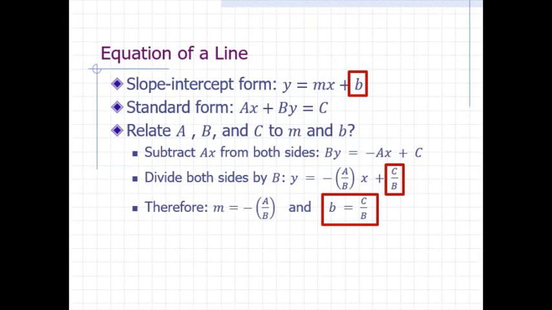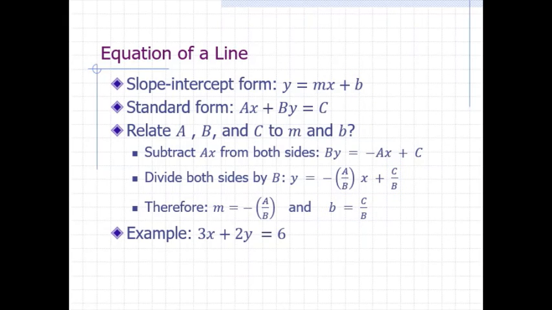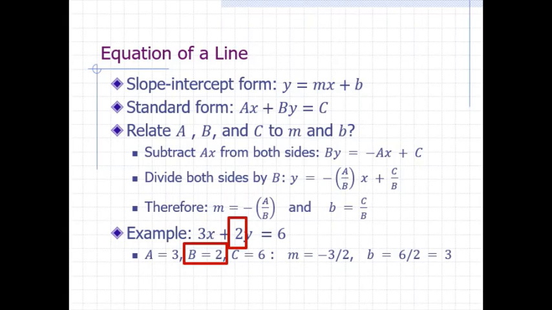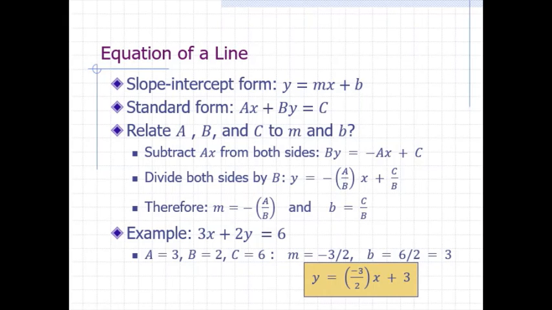Let's do an example. What are the slope and y-intercept of a line represented by the equation 3x plus 2y equals 6? Here we can see that a is 3, b is 2, and c is 6. Therefore, the slope m, which is negative a over b, is negative 3 over 2, and the y-intercept, little b, which is c over b, is 6 over 2 or 3. The slope-intercept form of the equation is y equals negative 3 over 2 times x plus 3.